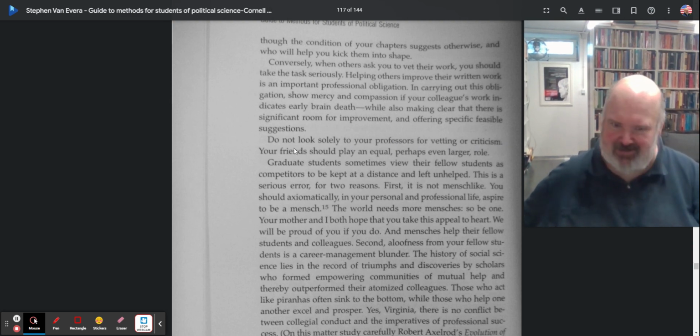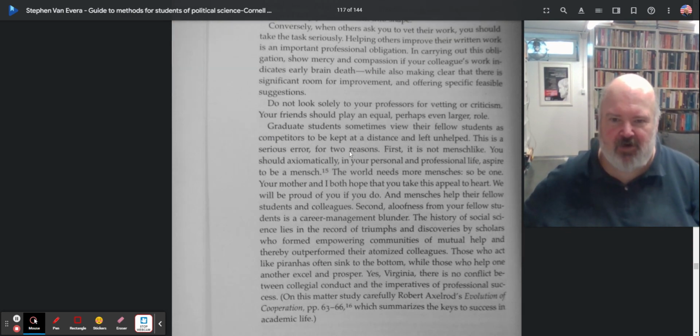Bible point. Yes, this is like this. Your friends should play an equal and perhaps even larger role. Graduate students sometimes view their fellow students as competitors to be kept at a distance and left unhelped. This is a serious error for two reasons. First, it is not mensch-like.